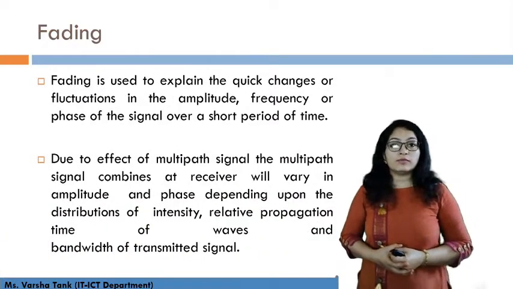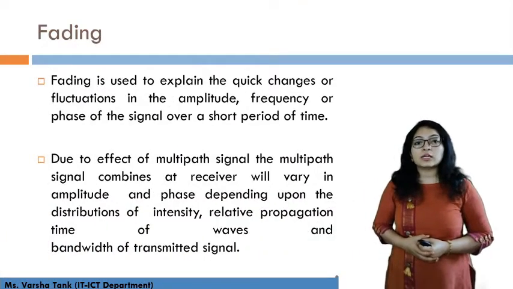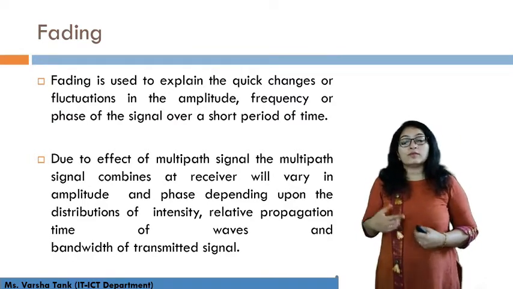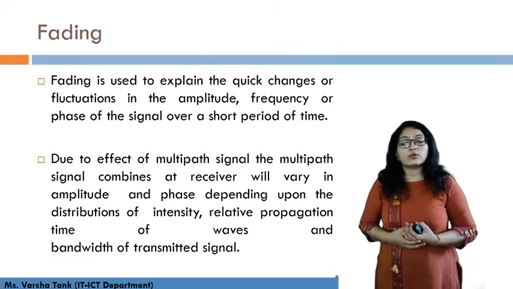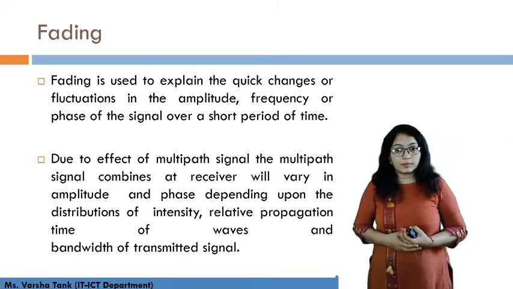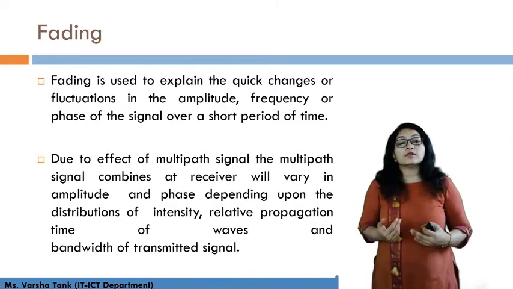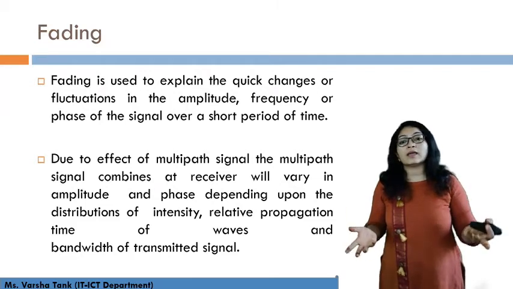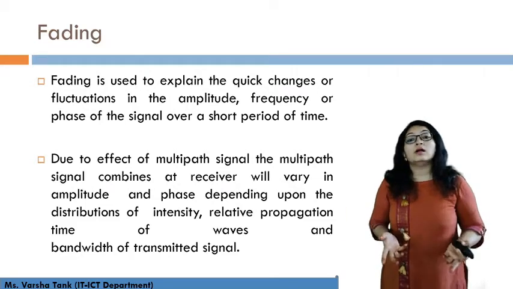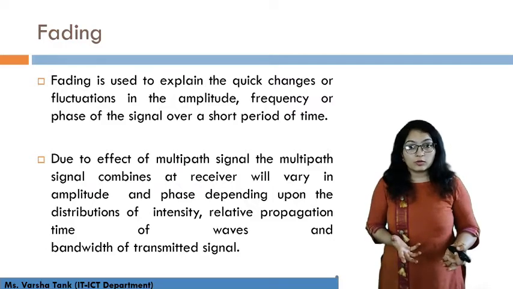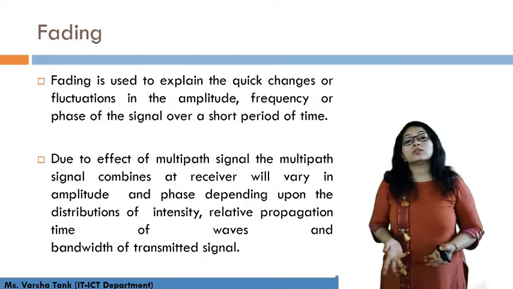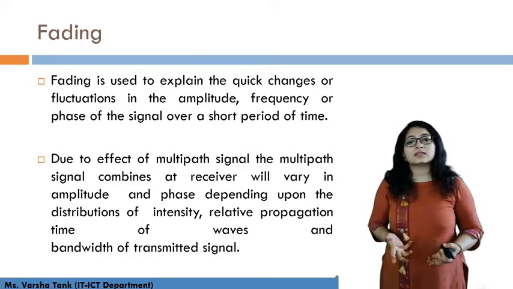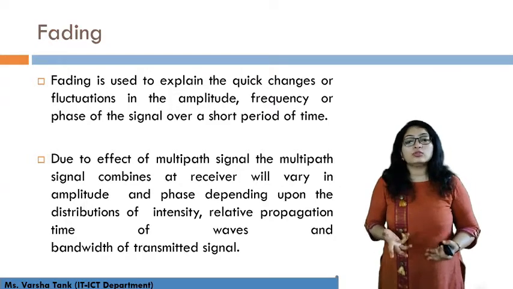Fading is used to explain the quick changes or fluctuations in the amplitude, frequency or phase of the signal over a short period of time. For example, sometimes there is a high spike in TV volume or radio volume. That high spike is also fading. It is a noise disturbance, any unwanted signal that we don't want.